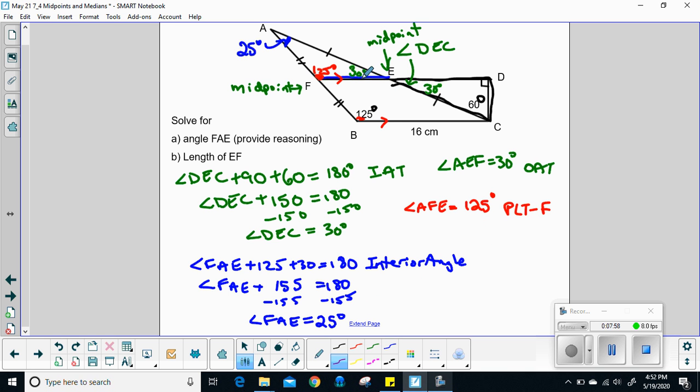I still need to figure out, so check, done. The length of EF. Oh, well, since that is the line connecting the two midpoints, therefore this length has to be half the distance of this length. So that's pretty exciting. So FE is half the length of BC. And it tells me that that length is 16. Well, half of 16 is 8. So there we go. Cool, eh?